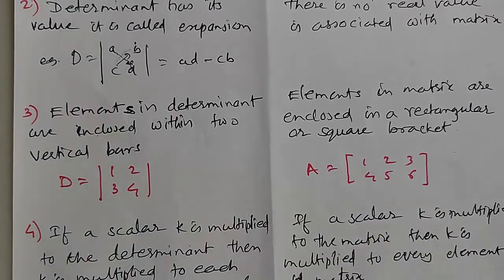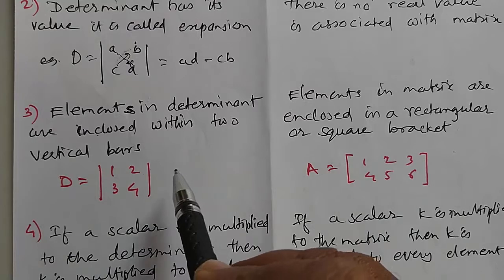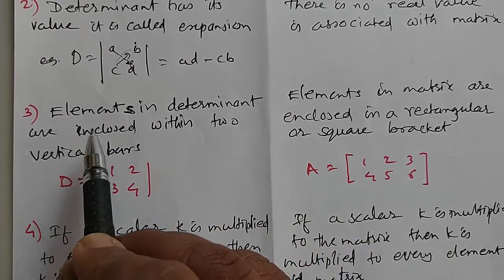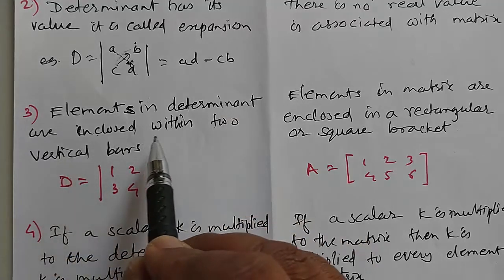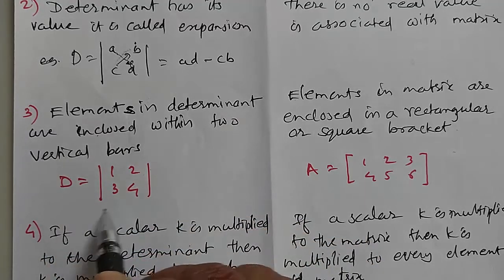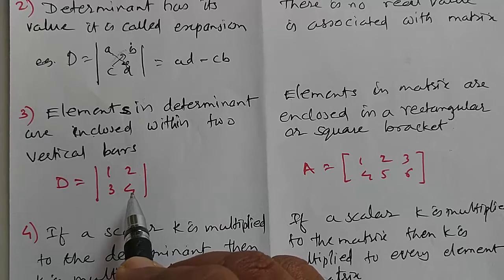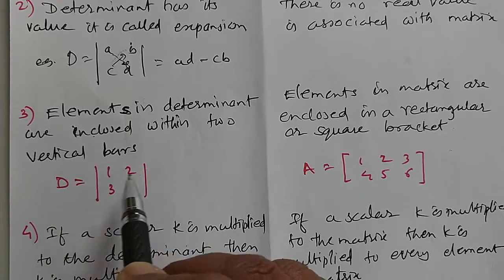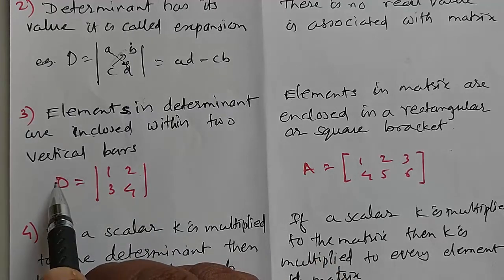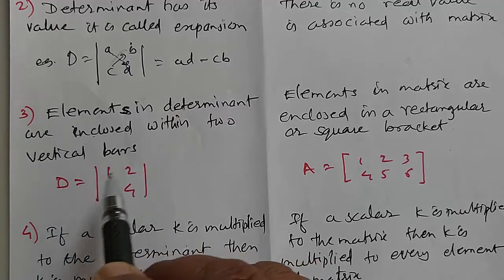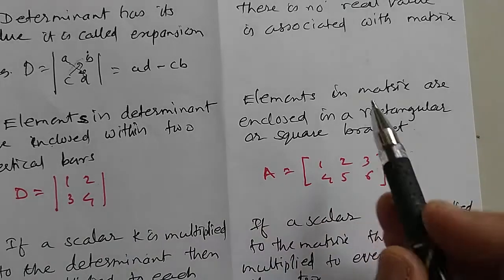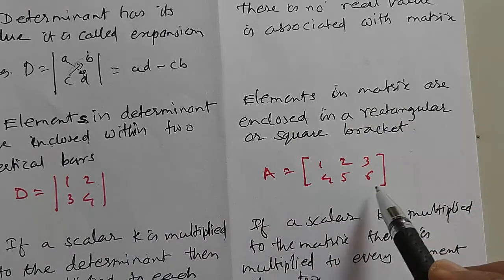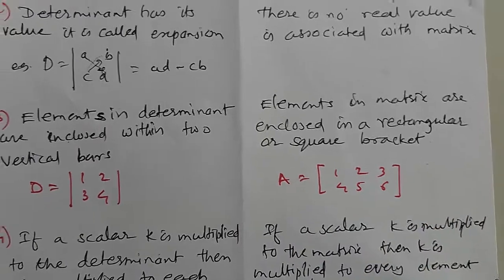The third important difference is their representation. Elements in a determinant are enclosed within 2 vertical bars. Most of the students get confused by writing a determinant with square or rectangular brackets. But a determinant is just 2 vertical bars. In a matrix, elements are always enclosed in a rectangular or square bracket.